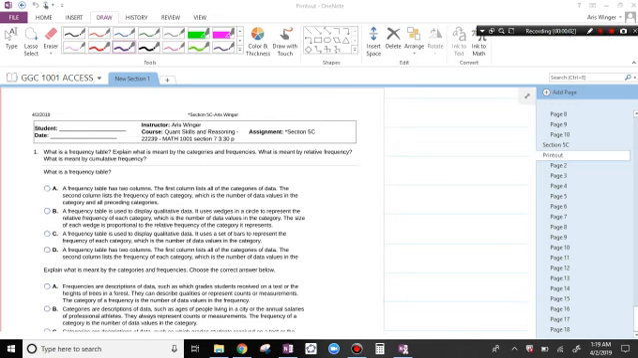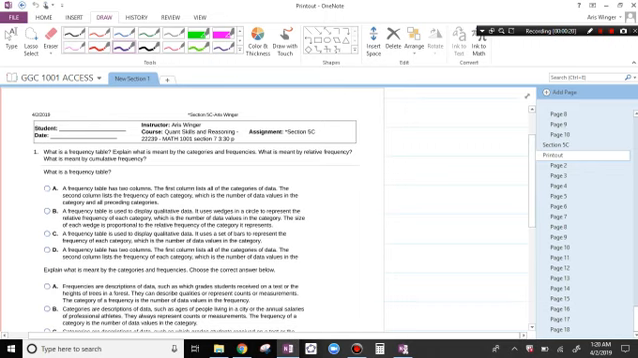All right, we are working on section 5C, which is more about statistics. What is a frequency table? Explain what is meant by the categories and frequencies. What is meant by relative frequency? What is meant by cumulative frequency?